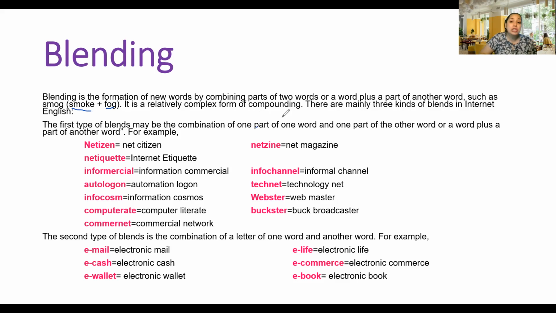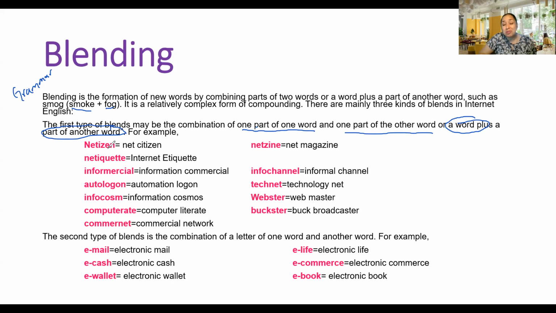There are mainly 3 kinds of blends in Internet English. The first 2 types of blends may be the combination of one part of one word and one part of the other word, or one word plus a part of another word. And like we said, it's kind of complex because there's not really a rule for that. This doesn't come from grammar. Speaking of rules about English, no, they are just formed.